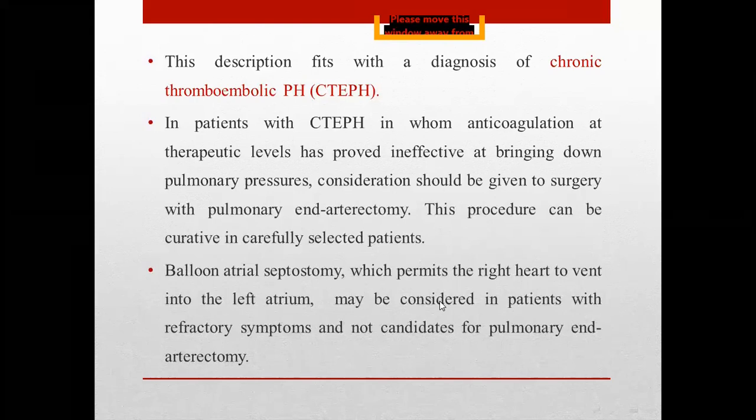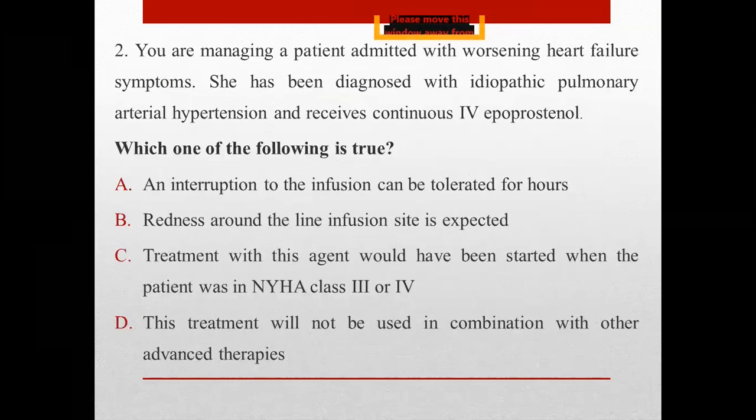Regarding balloon atrial septostomy, it creates a vent between the left atrium and the right atrium to try to improve the patient's symptoms if the patient is not a candidate for pulmonary endarterectomy. But first, we have to consider the option of pulmonary endarterectomy, and if the patient is fit, she must do it. Okay. To the next question.